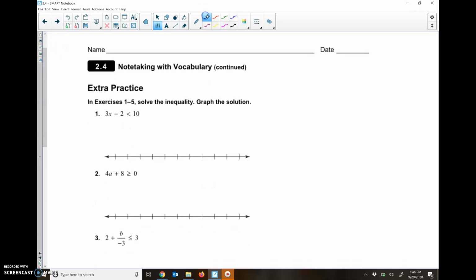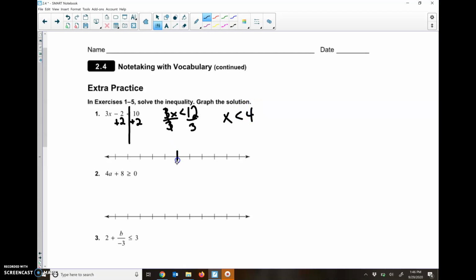So remember, when we're solving multi-step equations, usually our first step is to add or subtract, and then we want to multiply or divide. So here I have 3x minus 2. So I'm going to add 2 to both sides. So then I'm left with 3x is less than 10 plus 2, which is 12. So that says 3 times x, so I'm going to end up dividing by 3. 3 divided by 3 cancel. 12 divided by 3 is 4. So I'm left with x is less than 4.